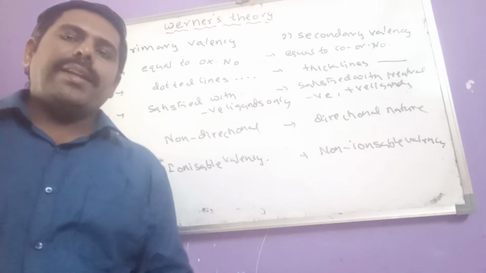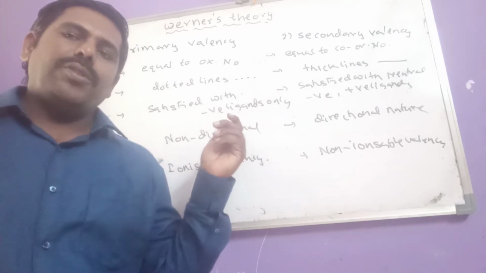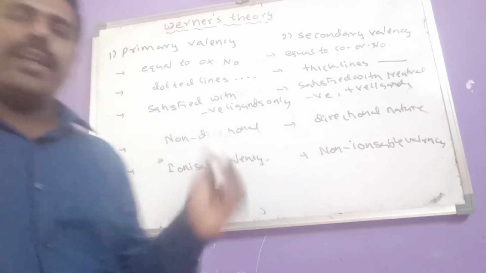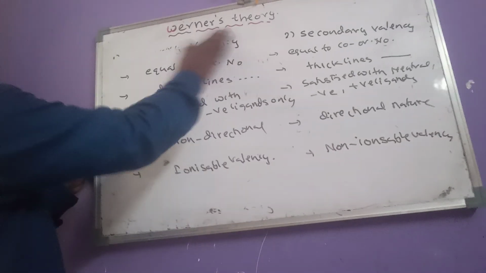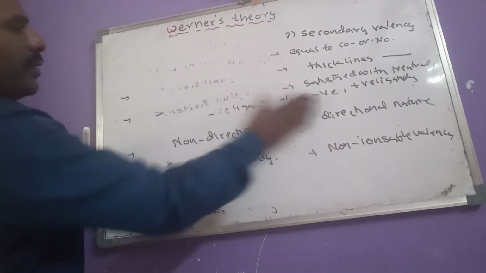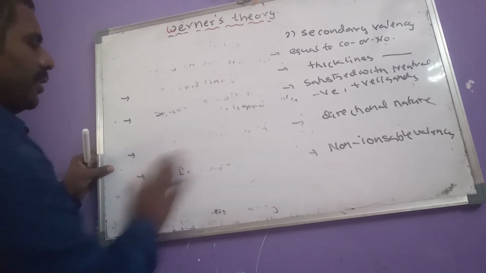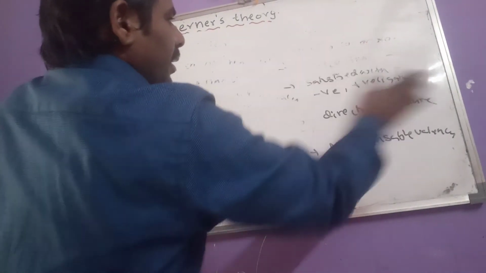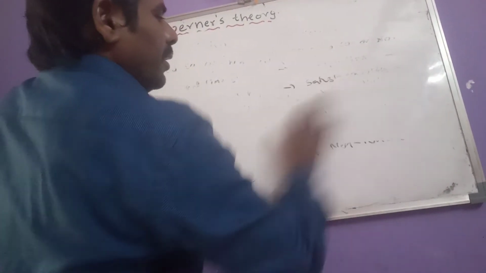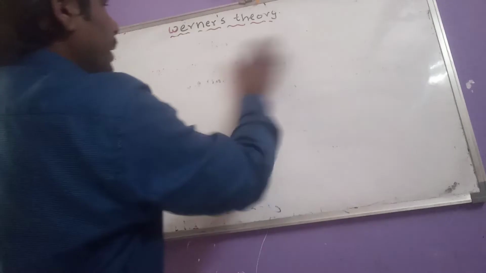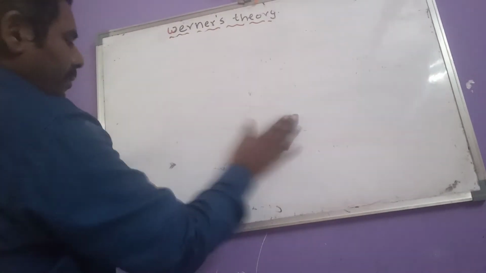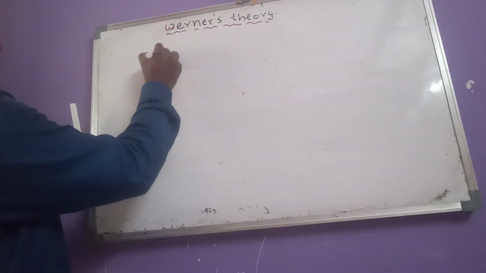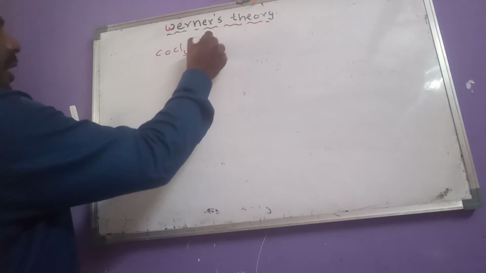Okay, now let us see the complex compounds of cobalt, how to draw their structures using these two valencies. Okay, the first one is CoCl3·6NH3. That is the first complex compound. Let us see how to draw its structure using primary and secondary valencies. So the first compound here is CoCl3·6NH3.